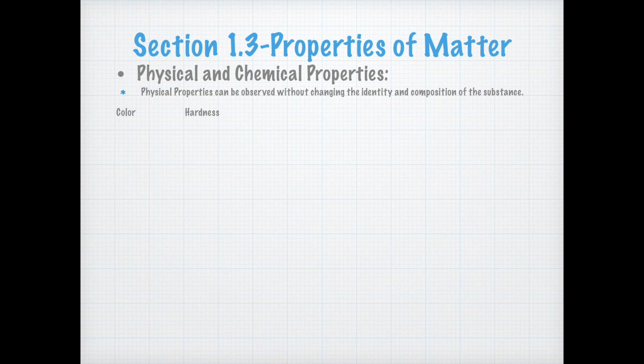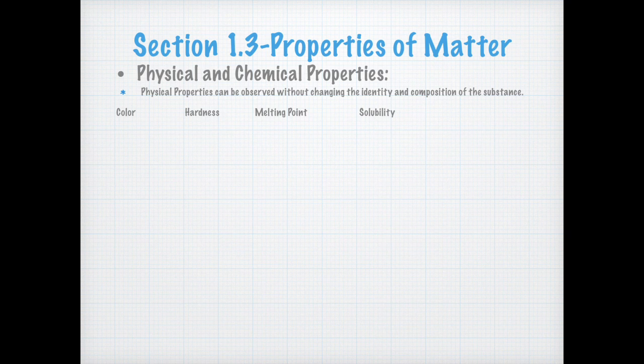Hardness, right, whether it's soft or hard. The melting point, the temperature at which it melts. One key thing that a lot of students misunderstand: in order to melt something, you're not changing the identity of the substance. You are simply breaking the attraction between the molecules, but you are not changing the identity of the substance. So melting point would be a physical property.